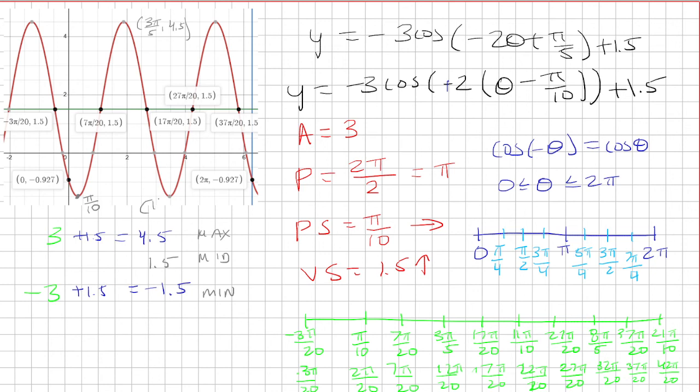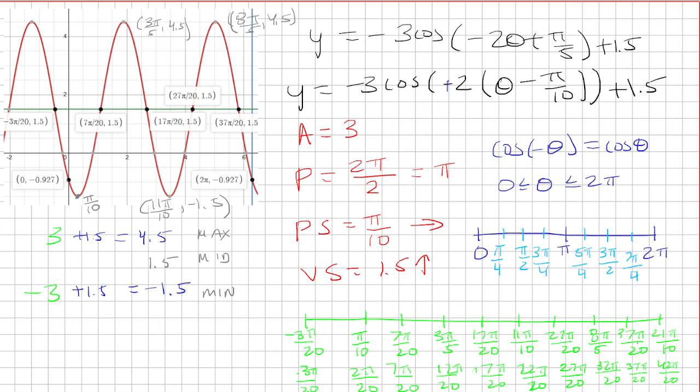Now from the middle, you go down to the minimum, which is at 11 pi over 10. That's over here. The minimum we said is negative 1.5. After the minimum, we go to the middle, which is 27 pi over 20, and the middle we said has a y value of 1.5. Then after 27 pi over 20, we go to 8 pi over 5. That's going to be up here, and that's the maximum, which we said is 4.5.